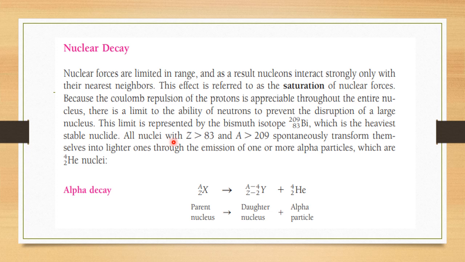All nuclei with Z greater than 83 and A greater than 209 spontaneously transform themselves into lighter ones. This spontaneous transformation occurs through the emission of one or more alpha particles, which are helium nuclei. This is alpha decay, or it can be by beta decay, positron emission, or electron capture. Alpha decay, beta decay, etc. will be dealt with in detail in the next chapter.